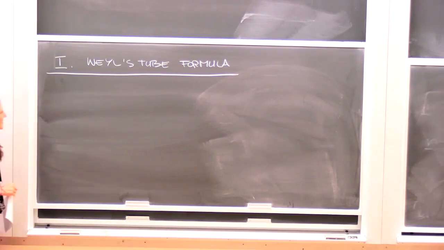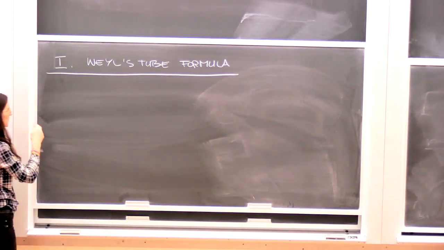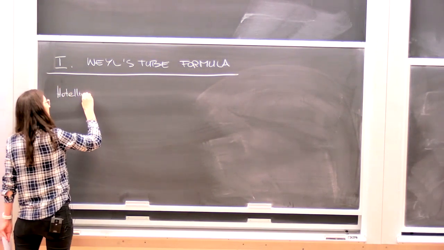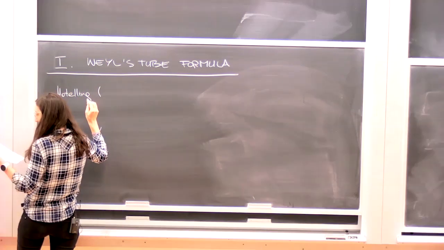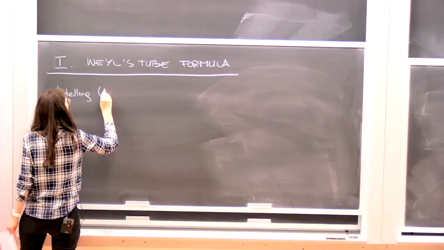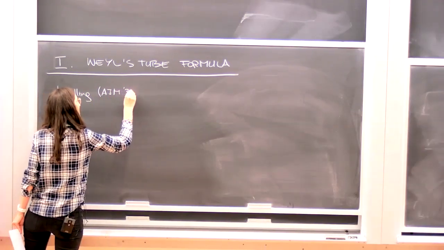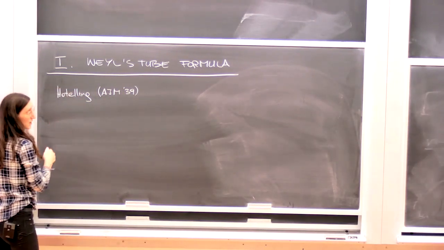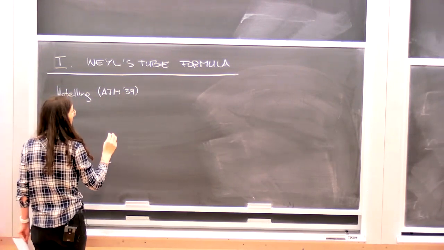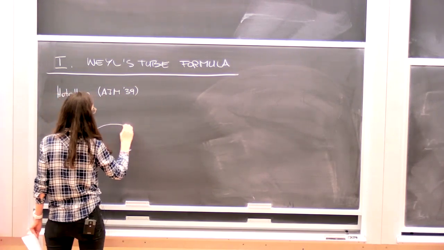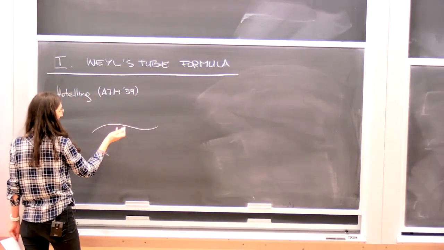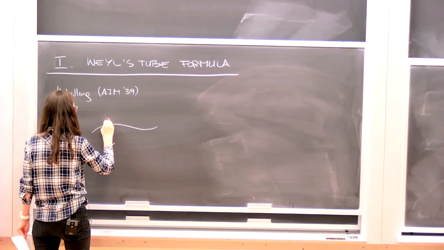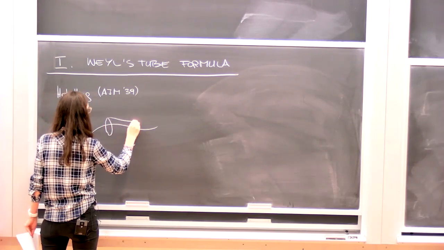So okay, what's Weyl's tube formula? The basic setting was first considered by Hotelling, I think in the American Journal of Math in 39. He actually looked at a problem in statistics, so it had some applications. He looked at curves, a curve in R^n, or now in R^3 or in R^2, and spherical tubes around it. So like that.